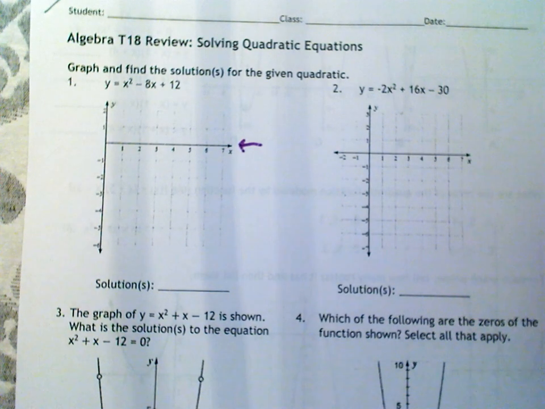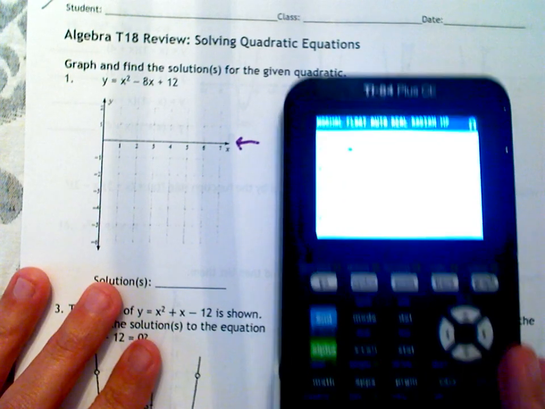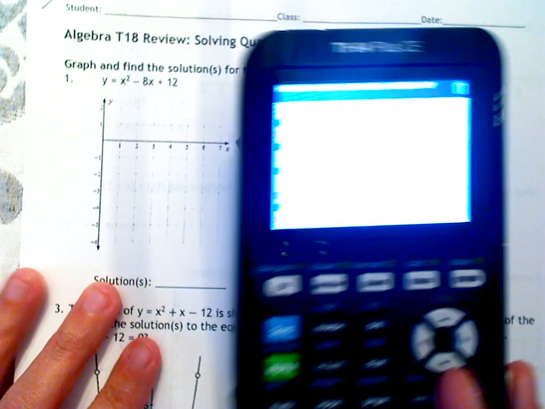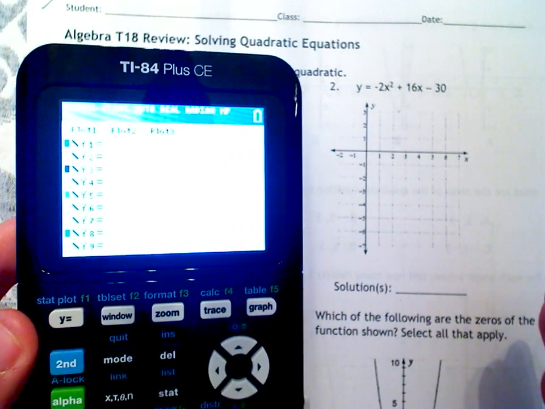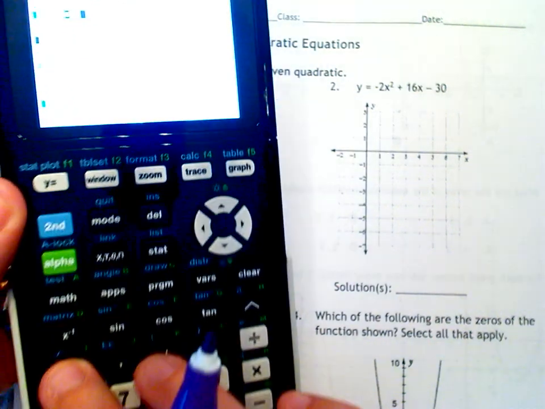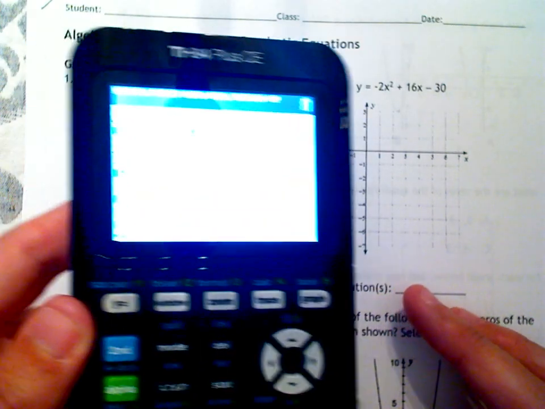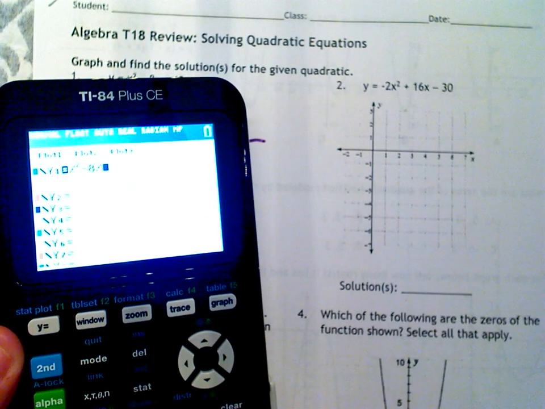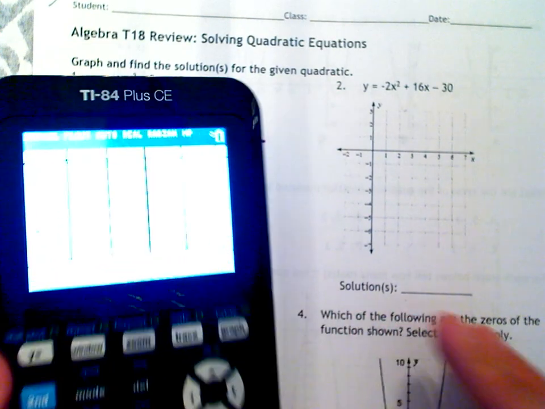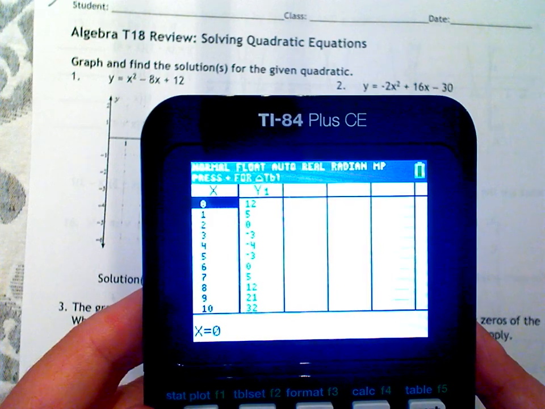Okay, so I'm going to get my calculator, and go to y equals. And I'm going to type in x squared minus 8x, and then plus 12, and go to my table. All right, so in my table, I'm going to plot those points, 0, 12.